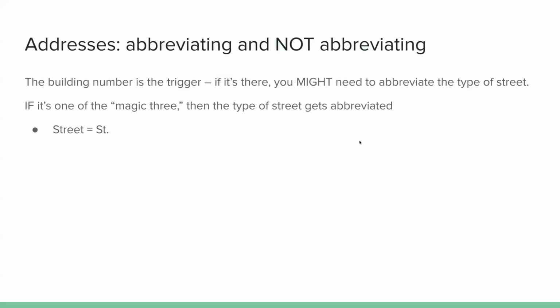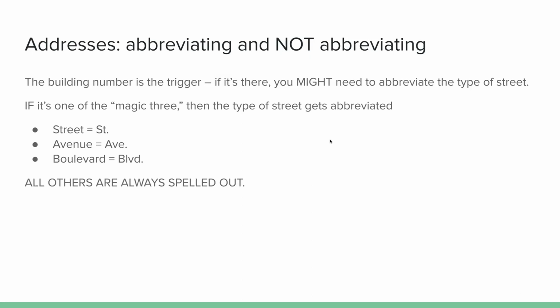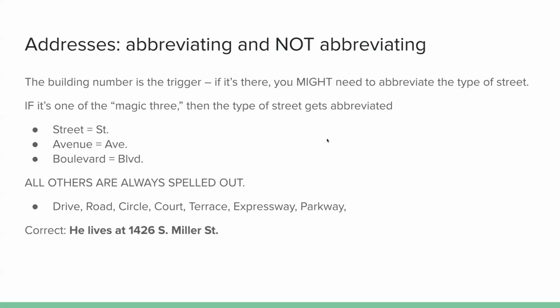Okay, street gets abbreviated, avenue gets abbreviated, boulevard. Just those 3: street, avenue, boulevard. All the others, it doesn't matter if there's a building number or if there's not a building number, they're spelled out. Always spelled out. So any other word that would indicate a type of street, drive, road, terrace, parkway, anything like that, they're all spelled out.